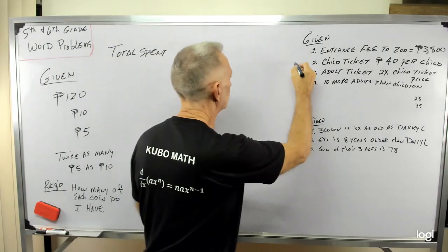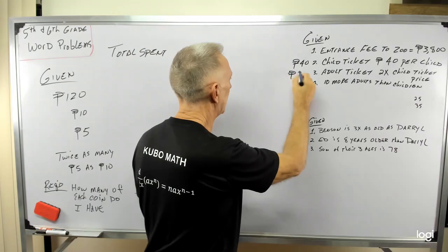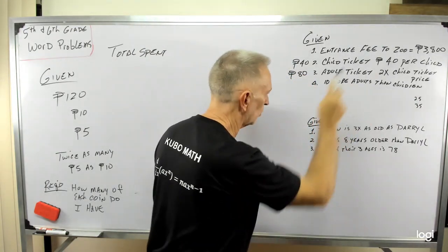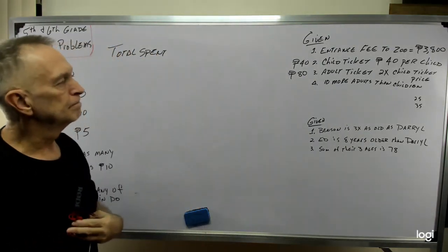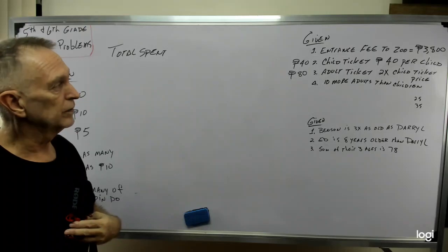So the child was 40. 2 times 40 gives me 80 for the adult. There were 10 more adults than children. How many adults and how many children were there? That's what they're asking.